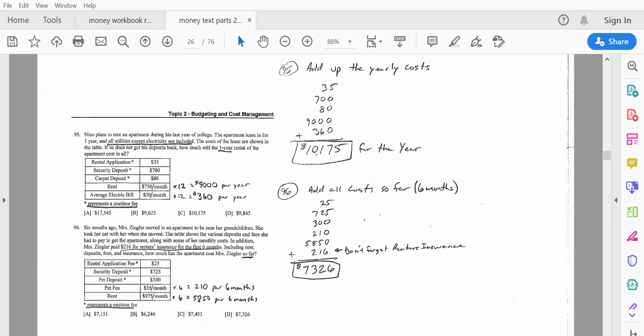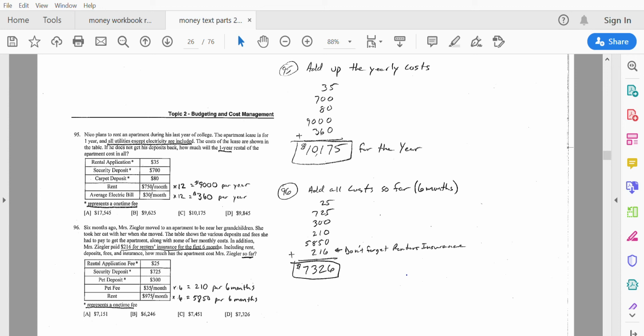So that's why this $216 is right here. So there's 5 costs down here, and then in the sentences in the paragraph up here, it says she paid $216. So that's why there's 6 numbers over here. We add all those up, we get $7,326. And again, it looks like I forgot to circle the answer. Okay, take a look at those.